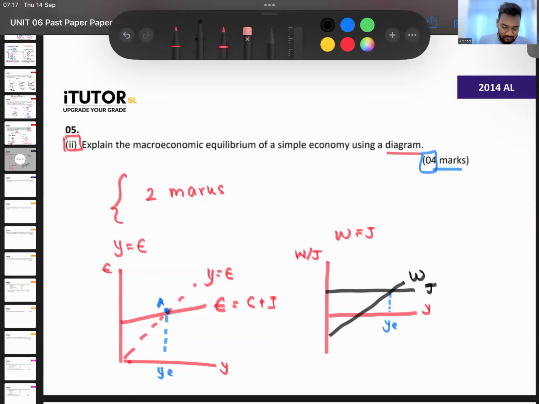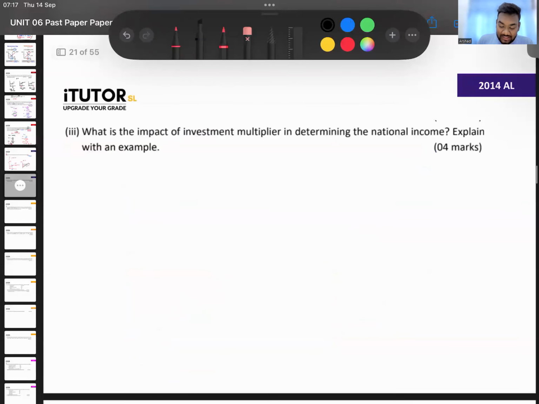Okay. Now, next one. What is the impact of investment multiplier in determining the national income. Explain with an example. There was a question before also, no? There was a question before also in one of the papers that asked you to explain what is the investment multiplier or what is the expenditure multiplier. So they are asking what is the impact of investment multiplier in determining national income. So how can you start your answer? They are also saying explain with an example.